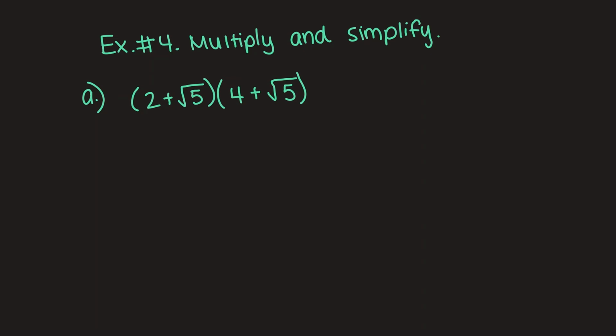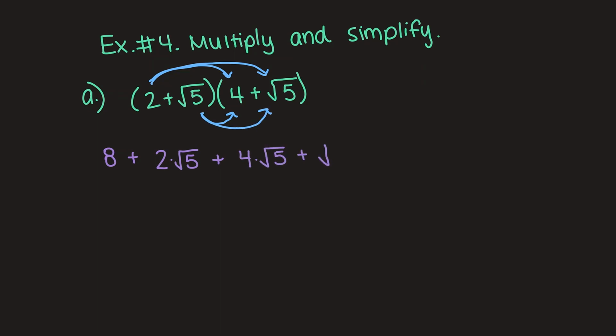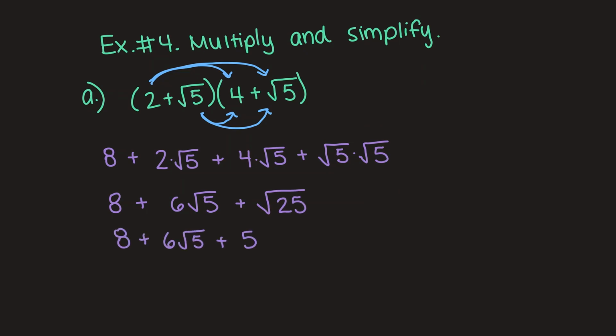So to multiply these two expressions, we would have to distribute each term in the first binomial to every term in the second binomial. And then we can combine these two radicals since these are like radicals. And then using the product rule, we can rewrite this as the square root of 25. The square root of 25 is 5, and we can combine the 8 and the 5, and our expression simplifies to 13 plus 6 square root 5.